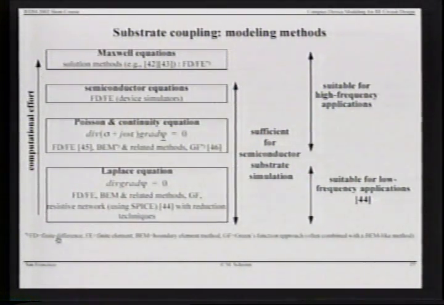Let's step back and see what we can do in order to model this. Of course, we can solve Maxwell equations, but this is overkill. It's computational overkill and is also not necessary. We can simplify the equations to the semiconductor equations typically found in device simulators. That works well, is much faster, but we can even combine Poisson's and continuity equation to a single equation that can be solved fairly quickly for three-dimensional structures, and that is sufficient for the substrate coupling effects and describe them as a function of geometry.